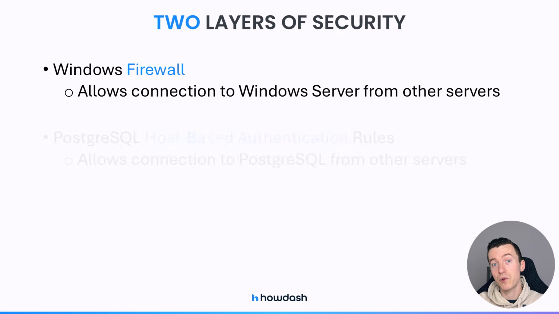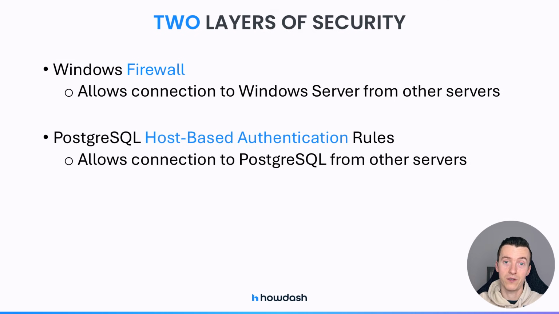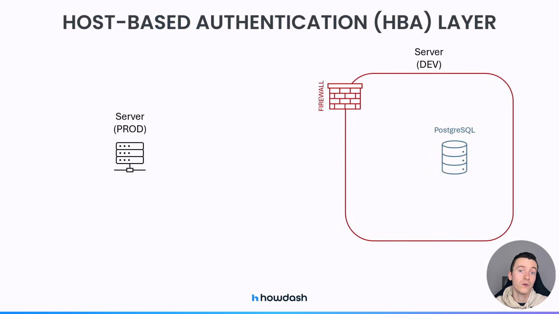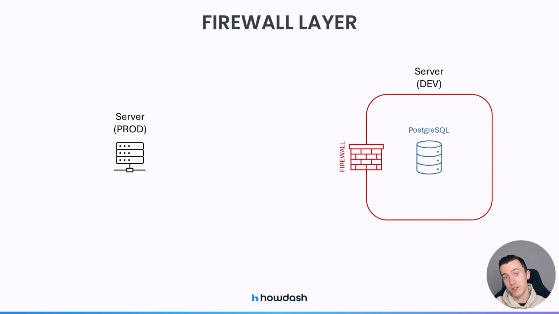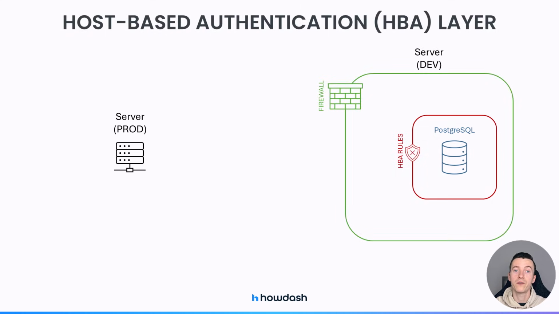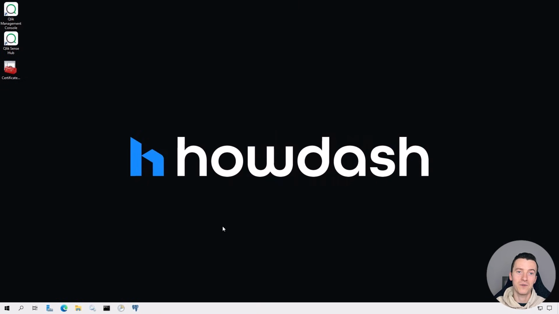Second layer is PostgreSQL security, and more specifically the host-based authentication rules. We'll see what those rules are later, but do know that even if Windows Firewall is configured to allow connections from other servers, PostgreSQL has its own layer of security that will still block connections unless we tell it to permit connections from other servers. Today, we'll work on understanding and configuring a firewall rule, and tomorrow we'll work on configuring PostgreSQL security. Let's get started and create that firewall rule.